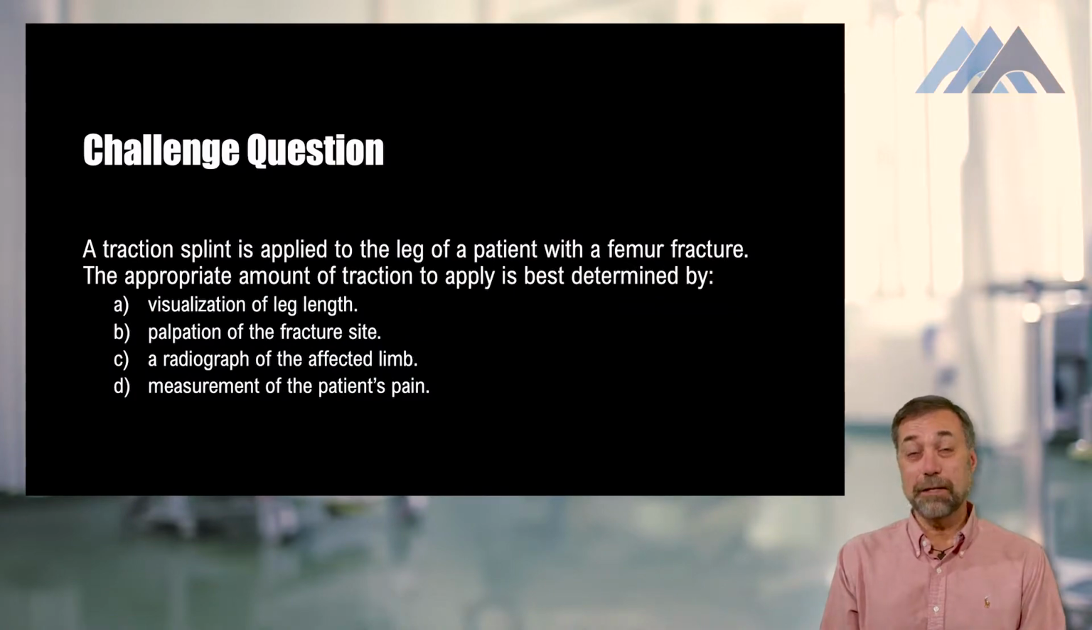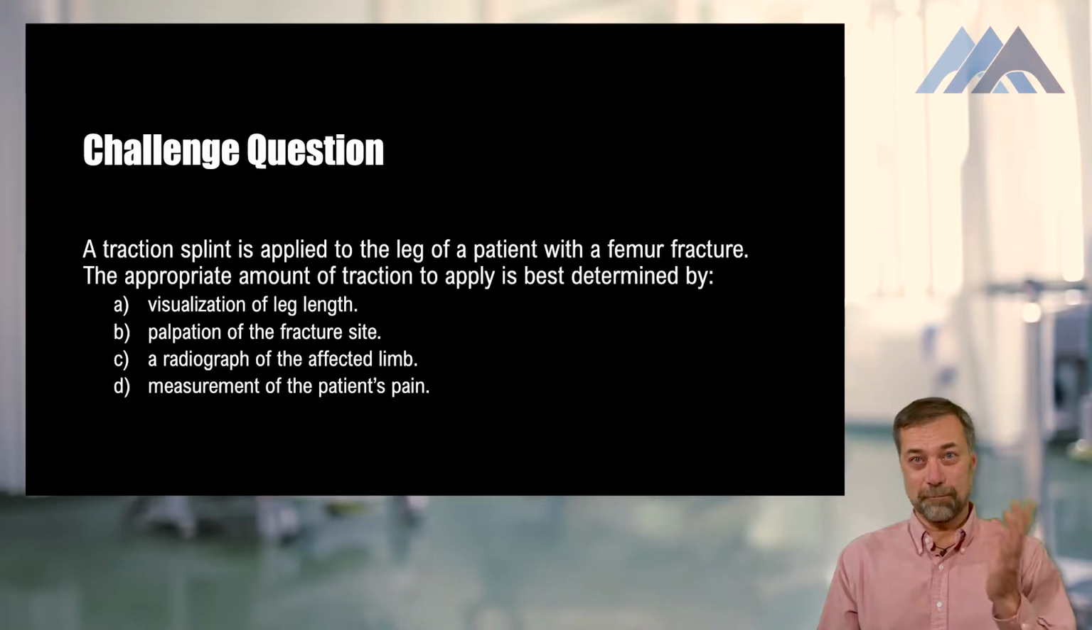So, let's start the way we've done in every other module, and that's with a challenge question. Here we go. A traction splint is applied to the leg of a patient with a femur fracture. The appropriate amount of traction to apply is best determined by A. Visualization of the leg length, B. Palpation of the fracture site, C. A radiograph of the affected limb, or D. Measurement of the patient's pain.